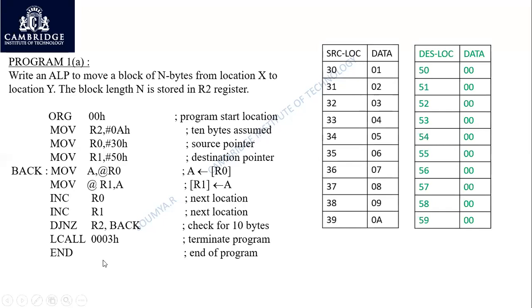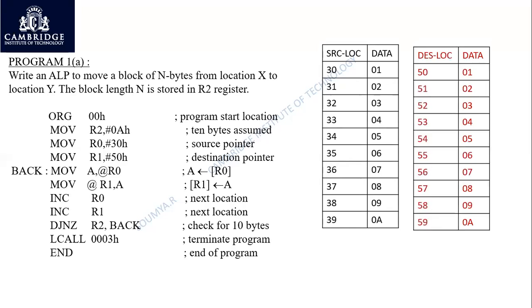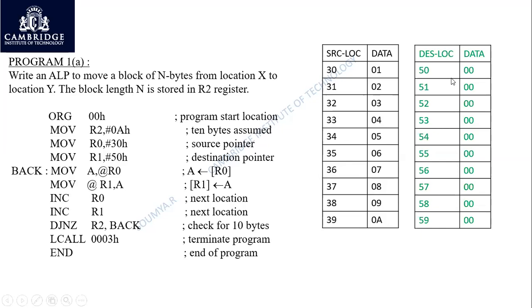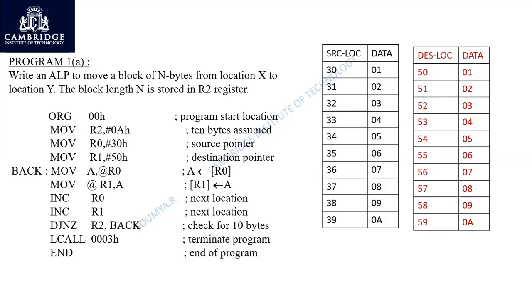So this is what the program is doing. After execution of the program, the data will be moved from the 30th location to the 50th location. If you see before execution, the 50th location had all zeros. After the execution of the program, we can see that the data at the 30th location, that is 1 2 3 4 5, gets copied from the 30th location to the 50th location. So this is the program.